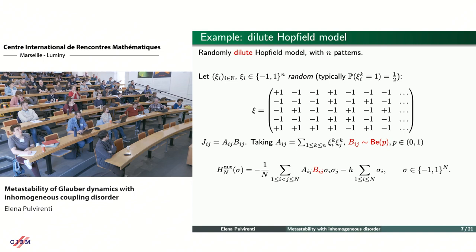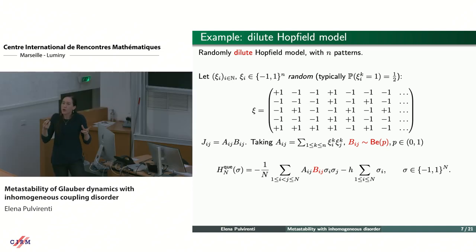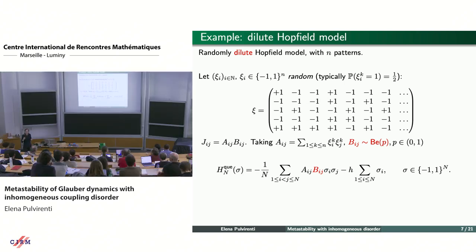While the B_ij, for instance, think of that as Bernoulli with fixed parameter p to make it easier. But you can also consider them to be more complicated random variables. So then the quenched Hamiltonian is again as before, where this one is again this Bernoulli, and the A_ij are this scalar product of these units of memory, random objects. Okay.